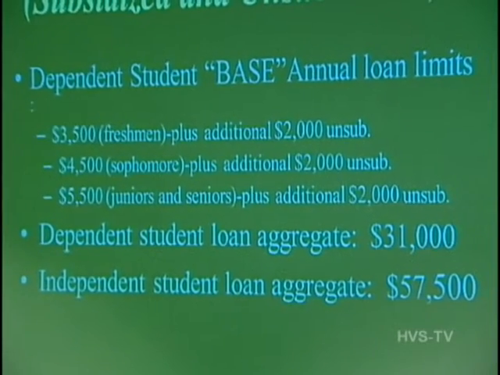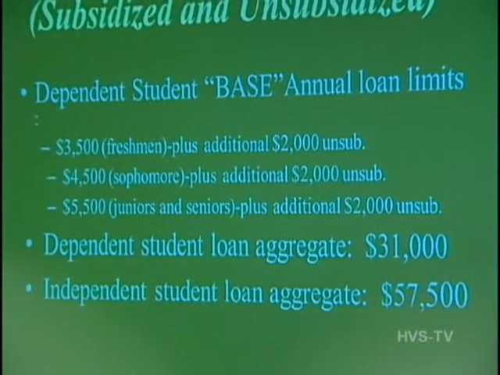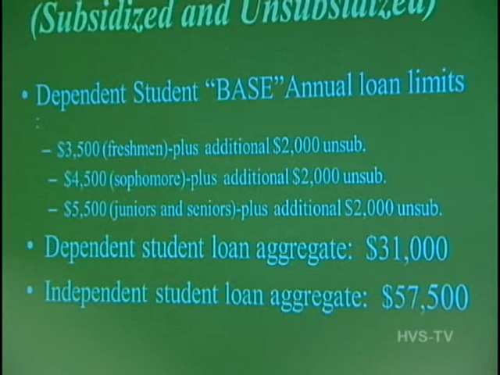Once they move up to be a sophomore, they can get $4,500 in base eligibility, plus an additional $2,000 for a total of $6,500. Once they're a junior or senior, they can get $5,500 of base eligibility, plus an additional $2,000 unsub for a total of $7,500. Okay? So they get those amounts automatically on their own by filling out the FAFSA.